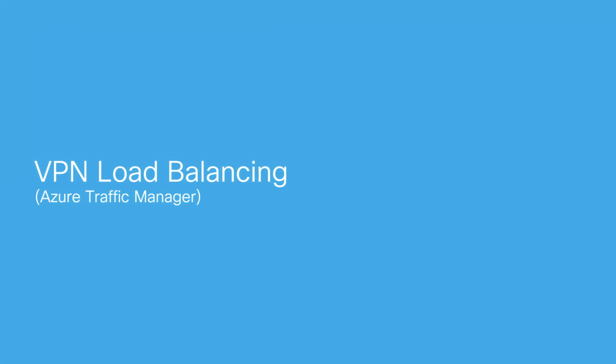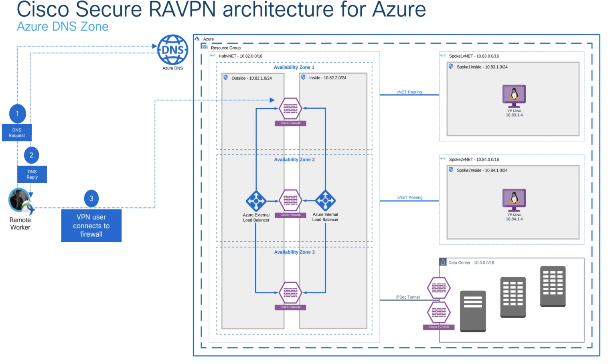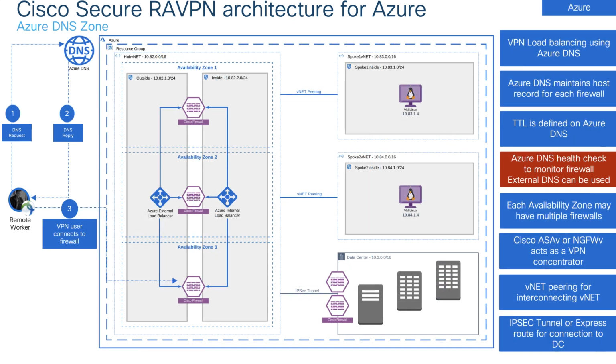Load balancing is really important. I'll talk about load balancing traffic using DNS first, and then I will talk about Azure Traffic Manager. Now if you look at this particular architecture, I have Azure DNS. The user is going to initiate a DNS request to Azure DNS. The user is going to get a reply, and then the user makes a connection directly to the firewall. So this is how you will load balance traffic. What happens in this architecture is your DNS is going to load balance traffic. It is going to maintain a record for each firewall.